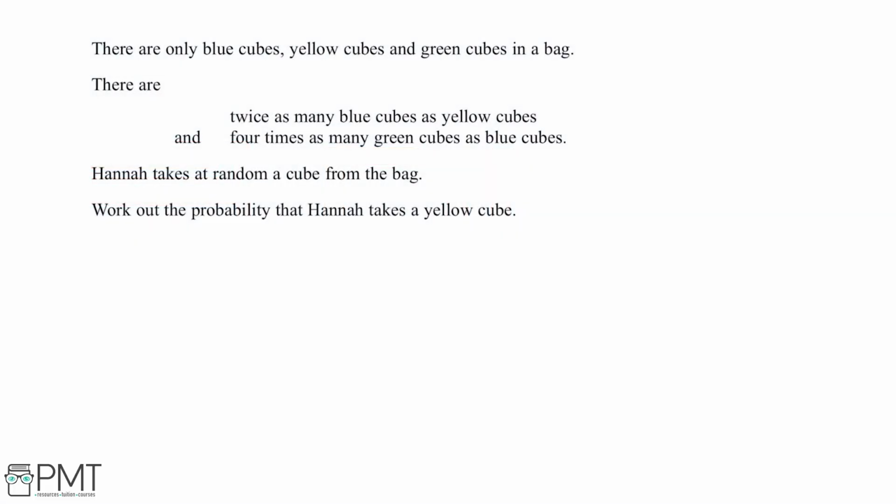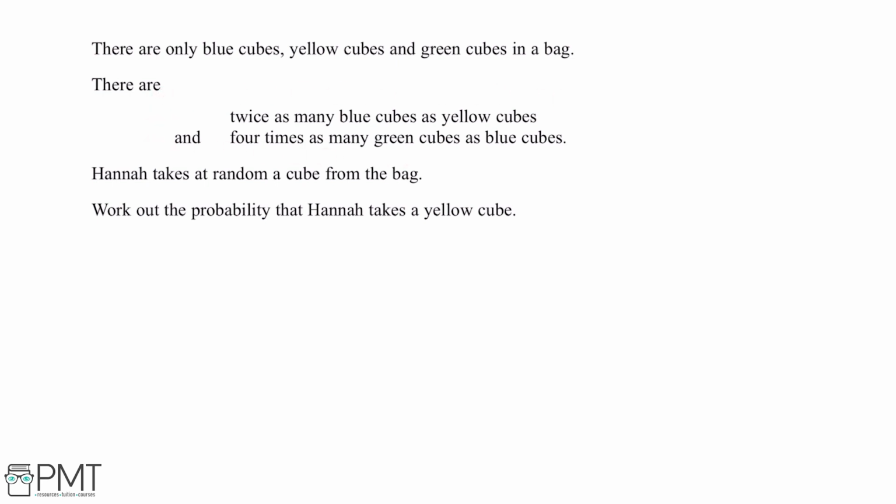There are only blue cubes, yellow cubes and green cubes in a bag. There are twice as many blue cubes as yellow cubes and 4 times as many green cubes as blue cubes. Hannah takes at random a cube from the bag. Work out the probability that Hannah takes a yellow cube. So there's a few different ways we can do this question, but one of the ways is by forming a ratio from this piece of information.